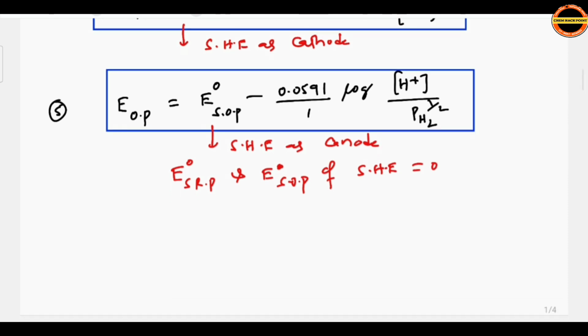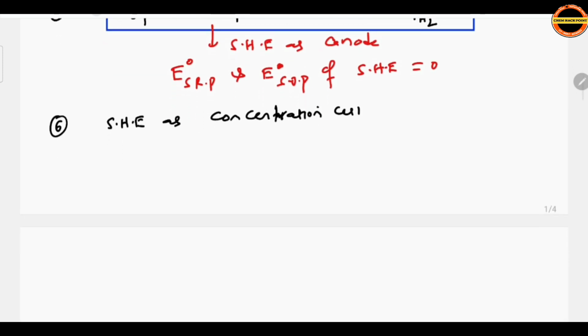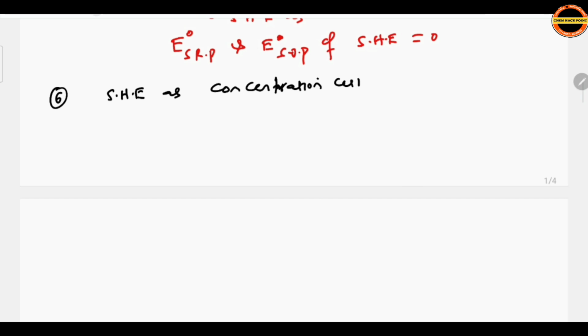Okay. Now another case, which is the most important case. Now if the hydrogen electrode, like the standard hydrogen electrode, is used as a concentration cell, if I consider it as a concentration cell, under this case, both are hydrogen electrodes. Under this case, what will you get? Here, the equation we need to remember is for whenever the hydrogen electrode is used as a concentration cell.